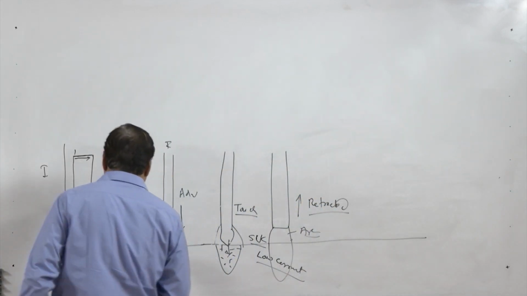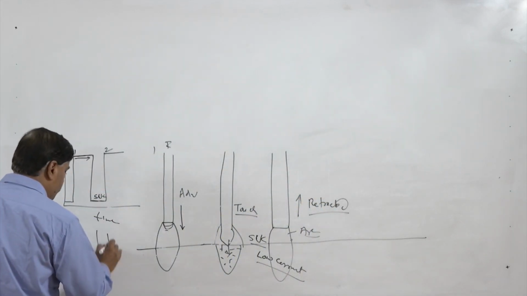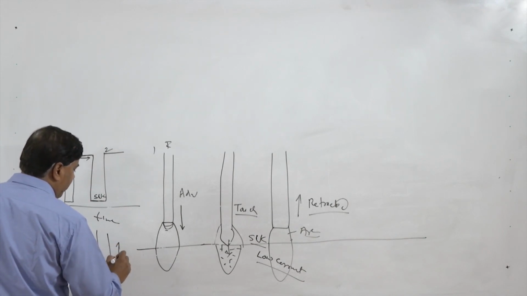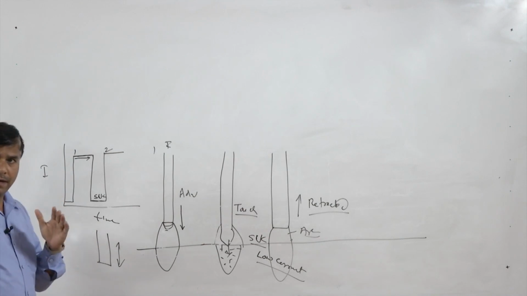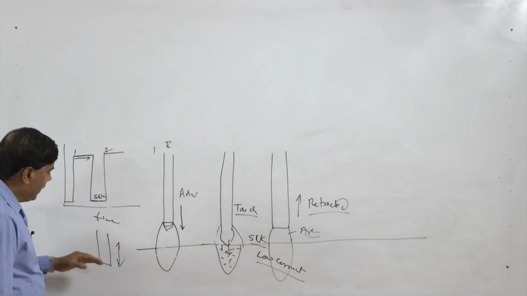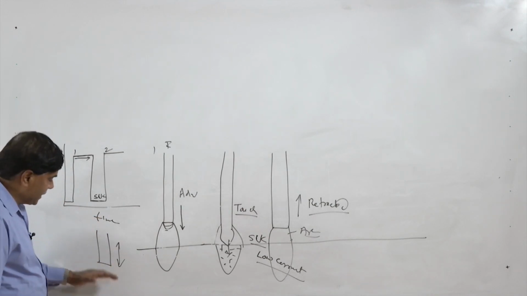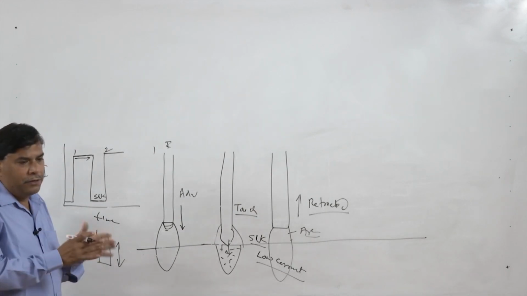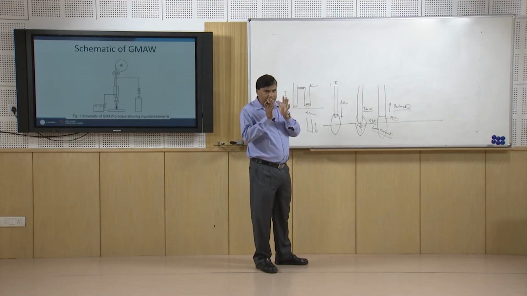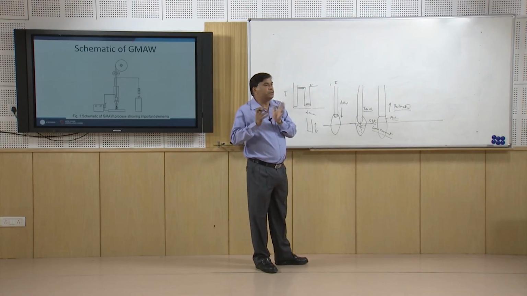So what we will see is the back and forth movement. If we see, there is simply the back and forth movement. When the electrode is back, there is arc, drop is developed, and as soon as the drop is developed, it touches the pool. So short circuiting takes place. Once it touches, the transfer of the molten metal to the pool takes place.